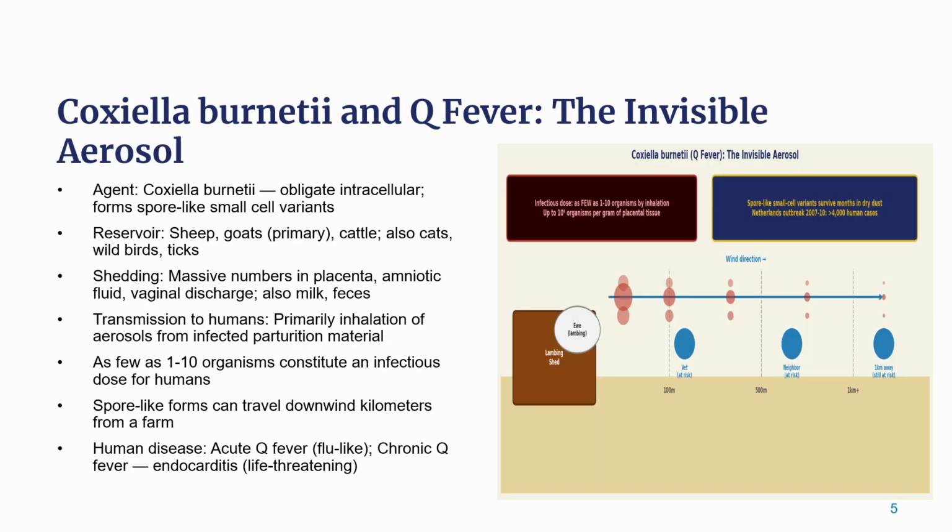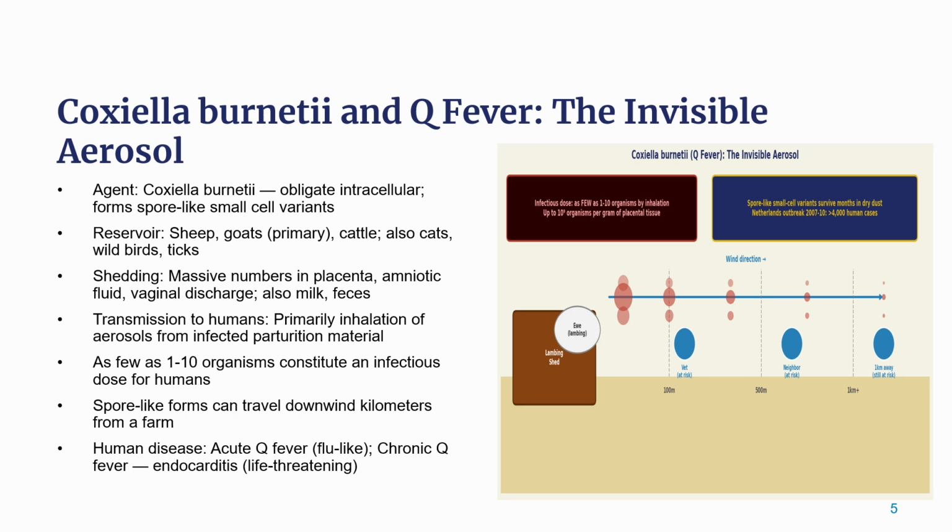Q fever is a zoonosis that should make every veterinarian doing obstetric work pause. Coxiella burnetii is shed in astronomical numbers in sheep and goat placentas, up to 10 to the 9 organisms per gram of placental tissue. The organism forms a spore-like small cell variant that is extraordinarily resistant to desiccation. It can survive in dry dust for months and travel downwind from a farm for kilometers. The infectious dose for humans is as low as 1 to 10 organisms by inhalation.